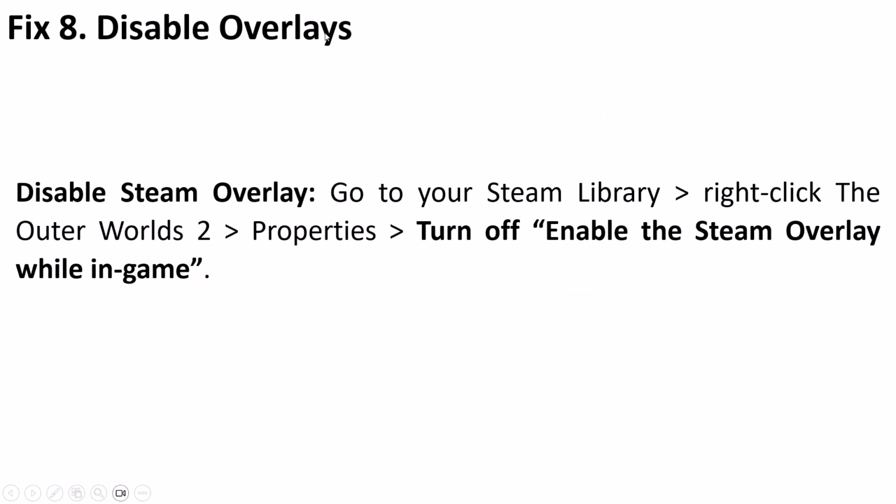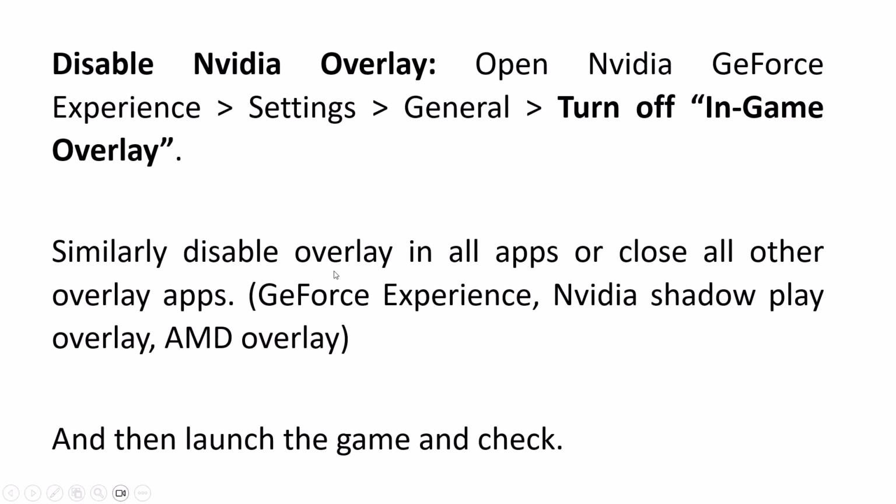Fix 8 is to disable overlay. So disable Steam overlay, go to your Steam library, right click the Outer Worlds 2 game, select properties, then turn off enable the Steam overlay while in game and then launch the game and check. Disable NVIDIA overlay, open NVIDIA GeForce Experience settings, general, turn off in-game overlay. Similarly, disable overlay in all apps or close all other overlay apps such as GeForce Experience, NVIDIA Shadow Play overlay, AMD overlay, and then launch the game and check.